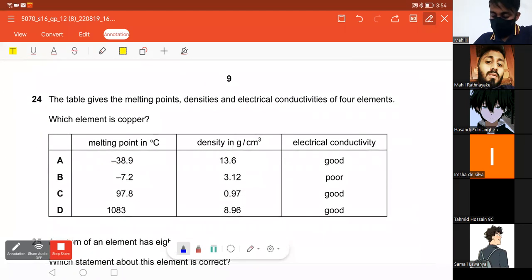Next one, copper. Which one is copper? Copper is a transition metal. They have high melting point. And also they have high density. Answer is D.